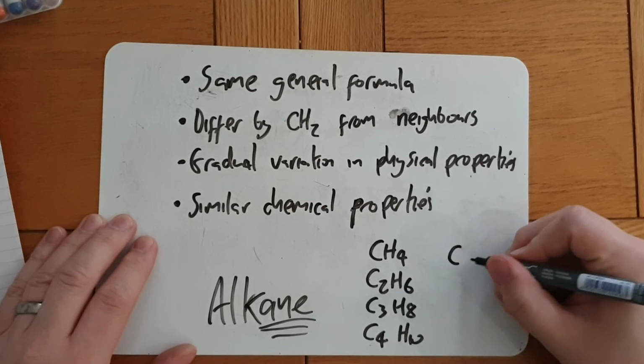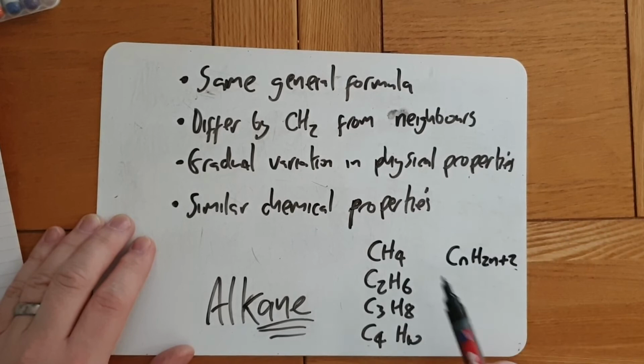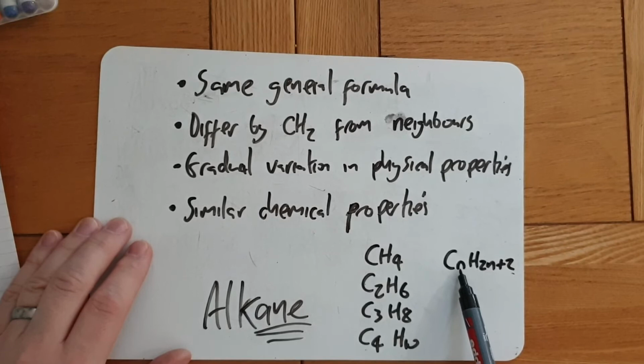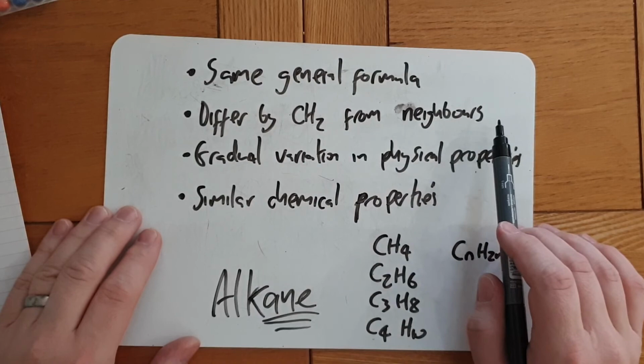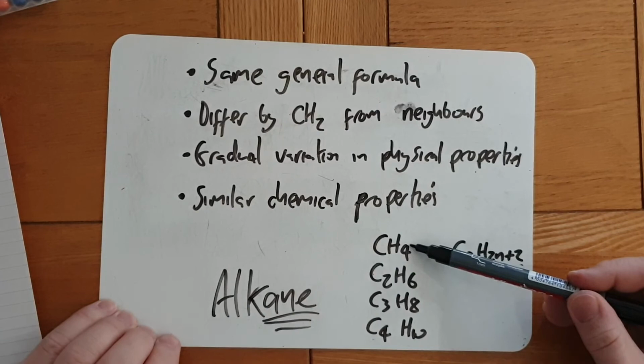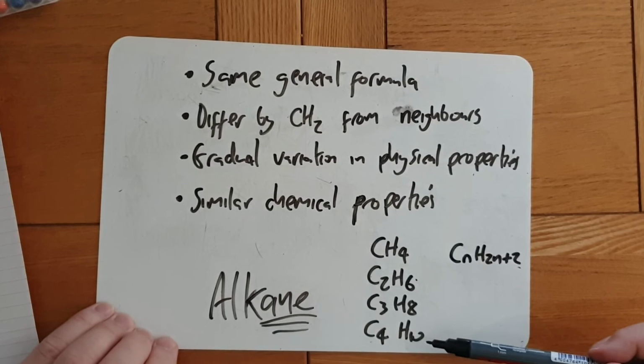CnH2n plus 2. Because in this one, how many carbons are there? Well, there's 1. So that means n would be 1. So it means 2 times 1 plus 2 is 4. So these all share this formula. This next part, they differ by CH2 from the neighbours. Well, if you think, how are we making the chains longer? We're adding a CH2 each time. So if you add CH2, you get that. If you add a CH2 to that, you get that. If you add a CH2 to that, you get that. So they're all differing by CH2.